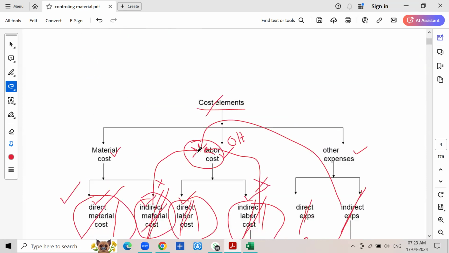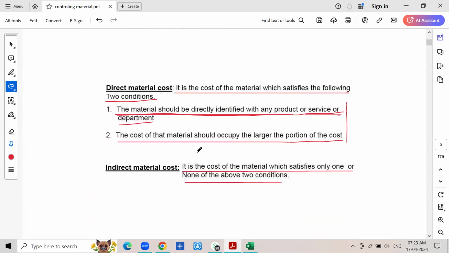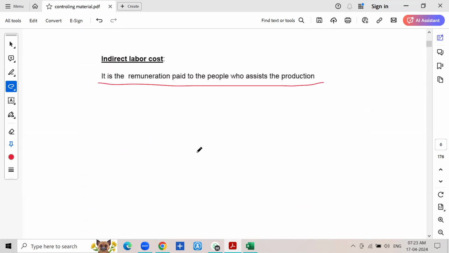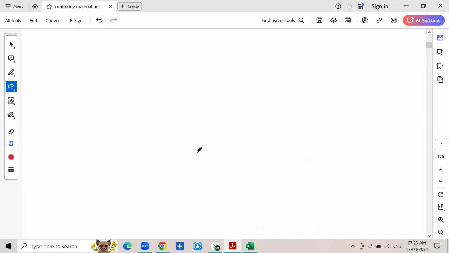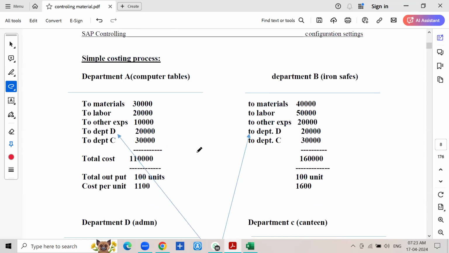Based on this, the remaining things we will see tomorrow. Tomorrow, I will explain a simple costing process, and then how you find out the total cost of the product. You might have seen many methods in your cost accounting, but what we require to understand controlling is the understanding of the simple costing process. That's it. If you understand that, you will be able to understand controlling very easily.